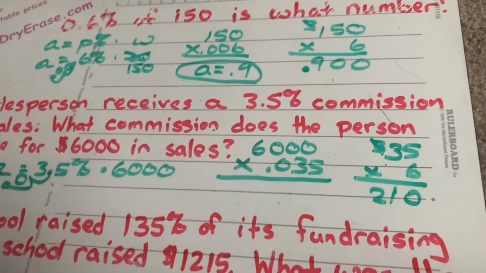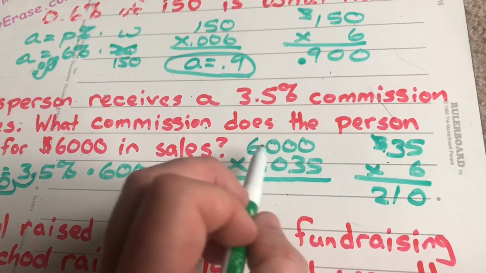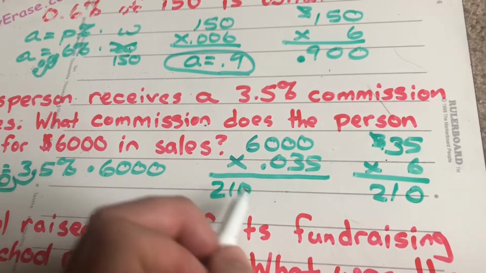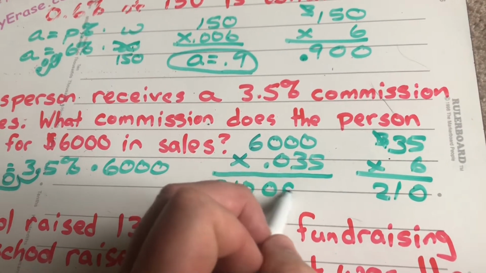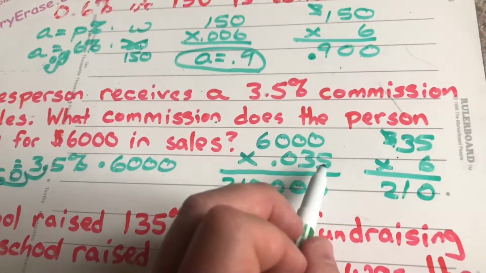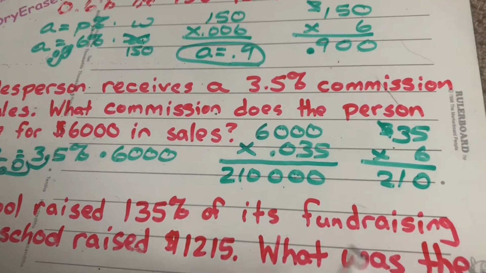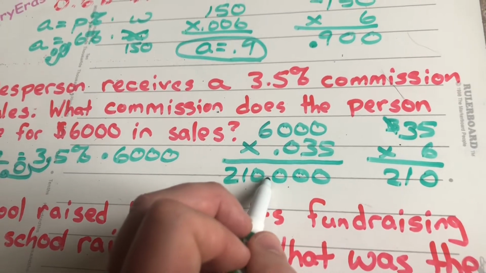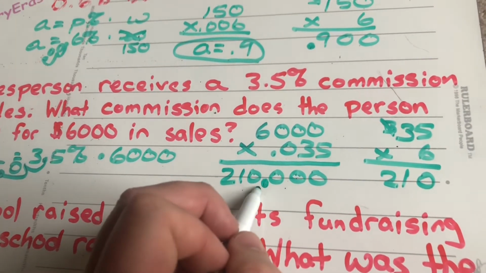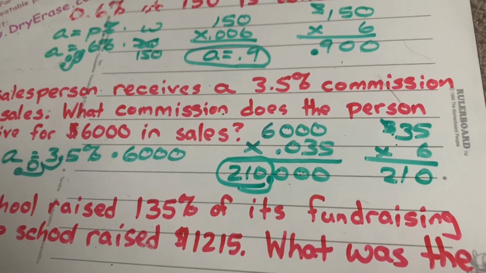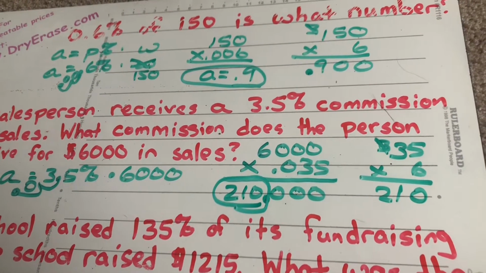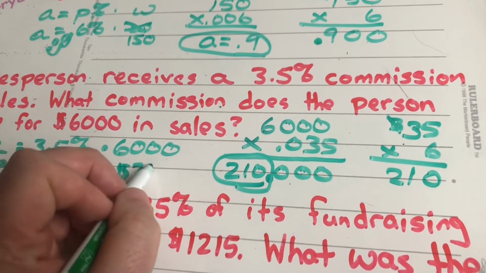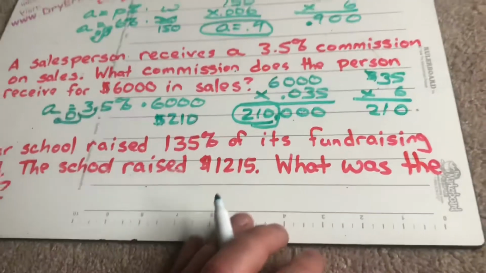So I get 210. But I also have 3 zeros here, so it's going to be 210 and then another 3 zeros. But then I have 1, 2, 3 numbers after the decimal in the problem, so I need 1, 2, 3 numbers after the decimal in the answer, which means I just end up with 210. And sure enough, 3.5% of 6,000 is $210.